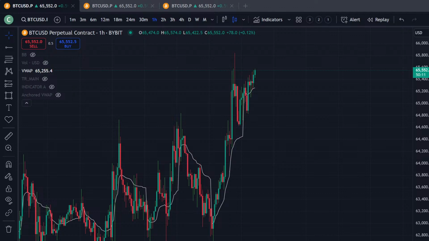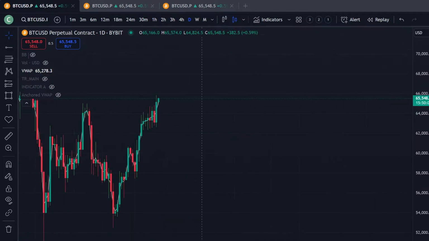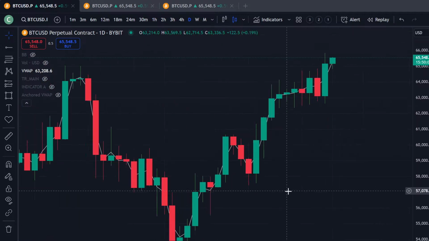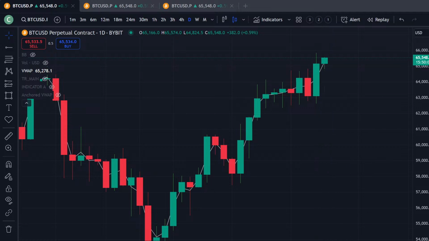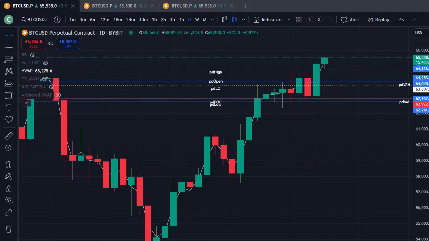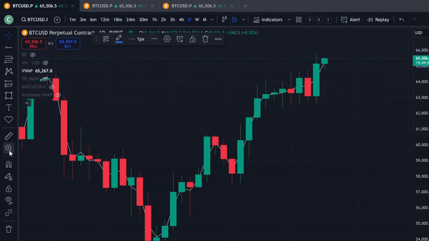Okay, we don't have anything more. I'm going to mark out the rest of the stuff. So we're going to look at the previous day. This is quite easy. It's not that easy, but I'll show. This is the previous day. So we're going to mark out the previous day. Previous day high, we're going to use the magnet and tune to previous day high. And this is of course the previous day high.